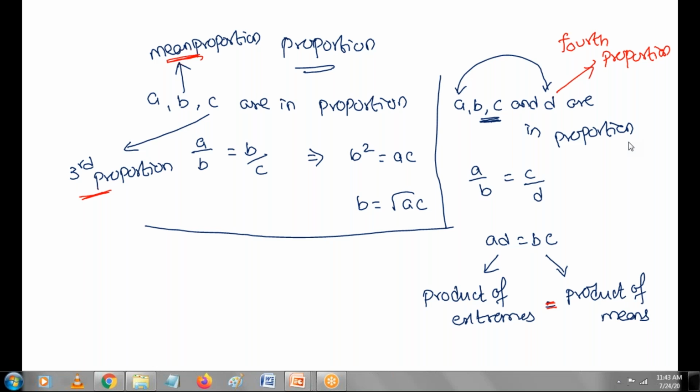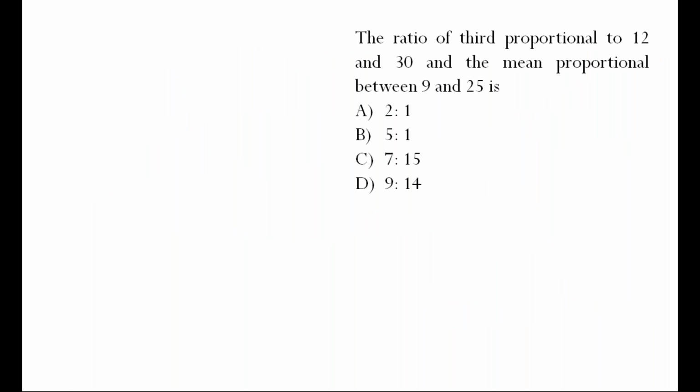Questions related to this were given in Infosys, Wipro and a lot of companies related to proportion. So let me display the questions related to that. This is the question given in Infosys related to proportion. Later you can check. Now friends, see that.